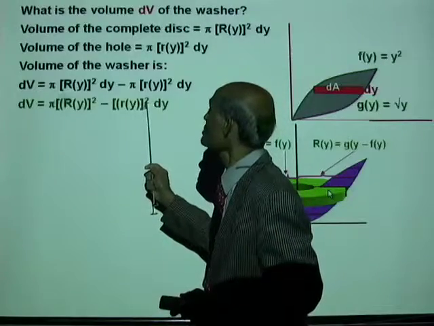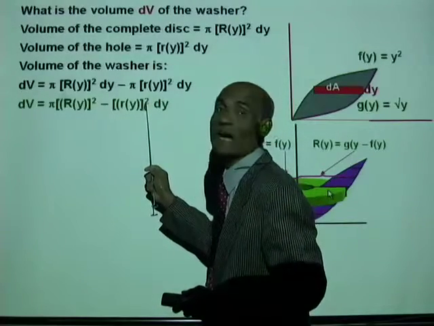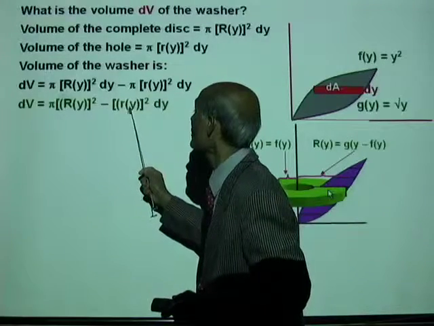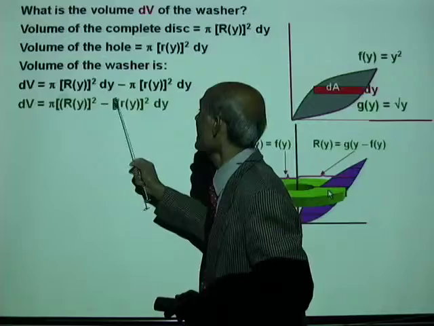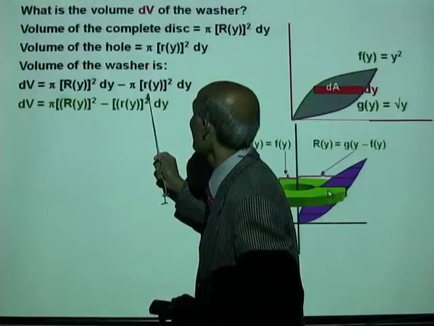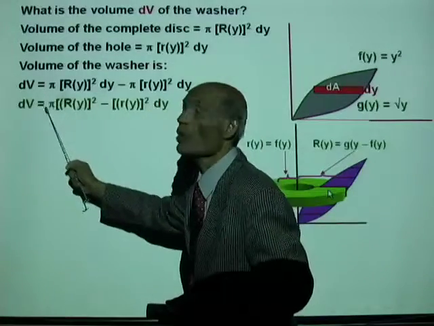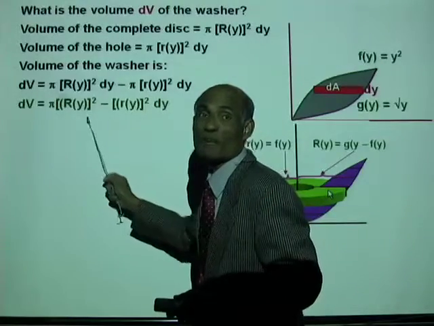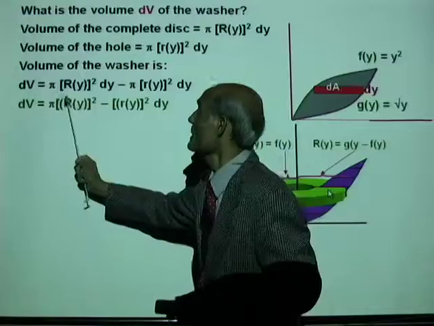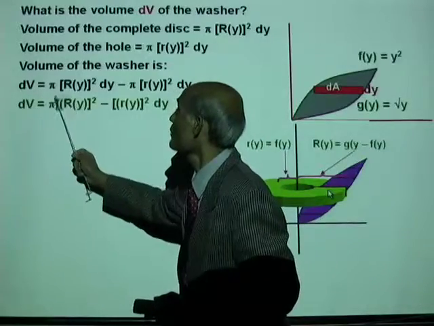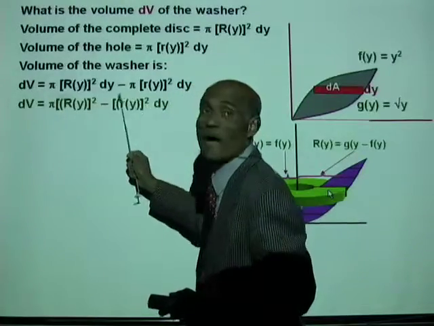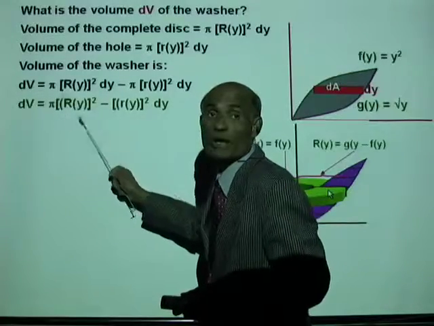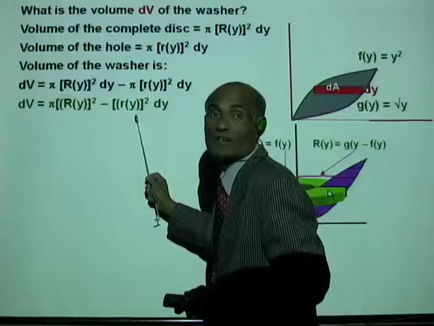Alright, if you notice there is a small error in here, can you spot that? That square must be for this radius. That's right. And this dy is going to be multiplying the whole of the quantity. That's very important. This dy multiplies the whole of this. In other words, pi times, in a parenthesis, uppercase R squared minus lowercase r squared, times dy.